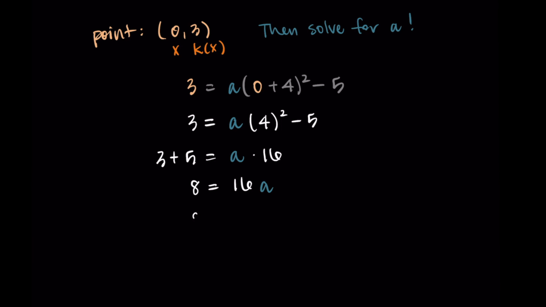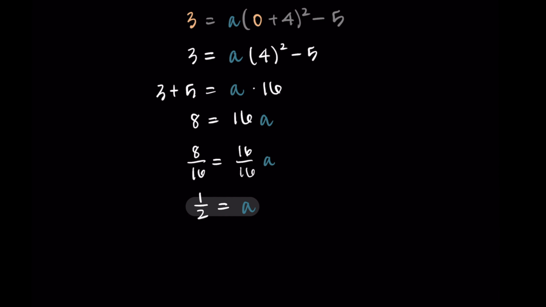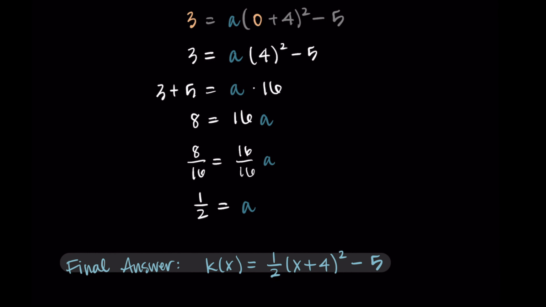We're so close. So in order to get a by itself, I'm going to divide both sides by 16. So I have 8 over 16 equals 16 over 16 times a. So dividing by 16 makes it so that we just have a 1 on the right-hand side. So we have just a. A is equal to 8 over 16, which is the same as 1/2. So our a value here is 1/2. And now we can write our final answer. So we had our form, we just needed to know what a was, and so we can substitute it in now. We say k of x is equal to 1/2 times x plus 4 quantity squared minus 5. And there we go.